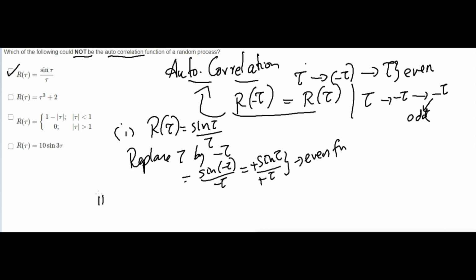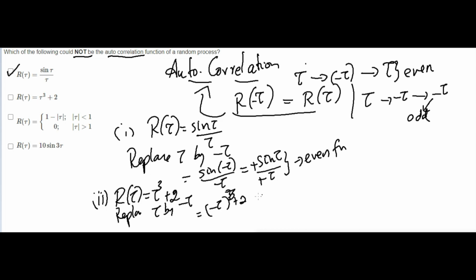Now we consider the second one. R of tau is equal to tau cube plus 2. Now replace tau by minus tau. You will get minus tau the whole cube plus 2, which is minus tau cube plus 2. Whatever it may be, cube will definitely give a minus. So this is an odd function, so it cannot come under autocorrelation.